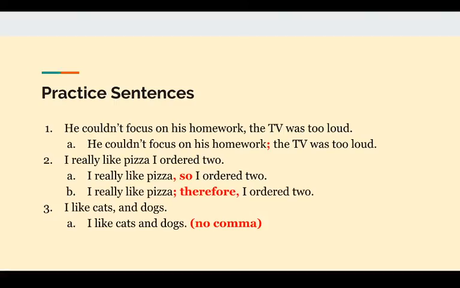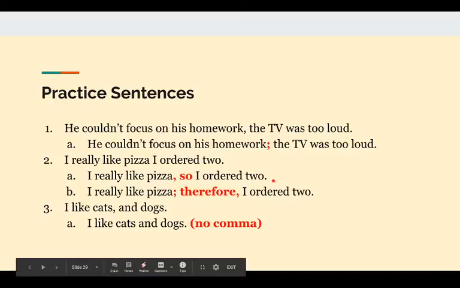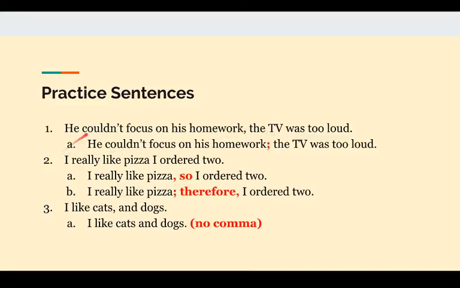So this first one, he couldn't focus on his homework, the TV was too loud. So here we have a singular comma. Sorry, there's no such thing as plural commas. We have one comma connecting the independent clause, he couldn't focus on his homework, and the independent clause, the TV was too loud. Both of these clauses make sense on their own, but it doesn't make sense to combine them with a comma as we explained earlier in the lesson.